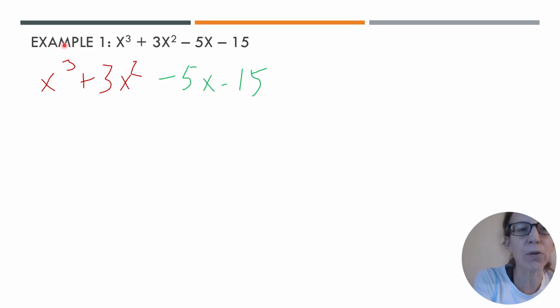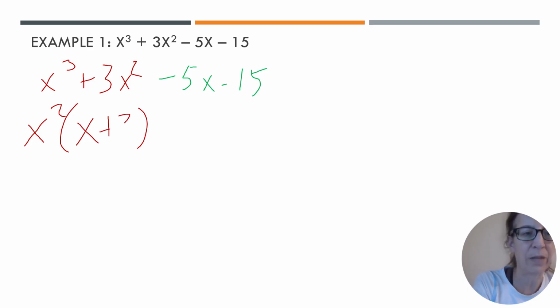So in my red group here, I look at x to the third and 3x squared and ask myself, what is the GCF in that group? Well, this one has 3 x's, this one has 2 x's, so in common, they have 2 x's. So I would factor out the x squared, and if I have 3 x's and take 2 out, I'm left with 1. And then if you have 3x squared and you take the x squared out, you're left with a 3. And so you'd have x squared times x plus 3.